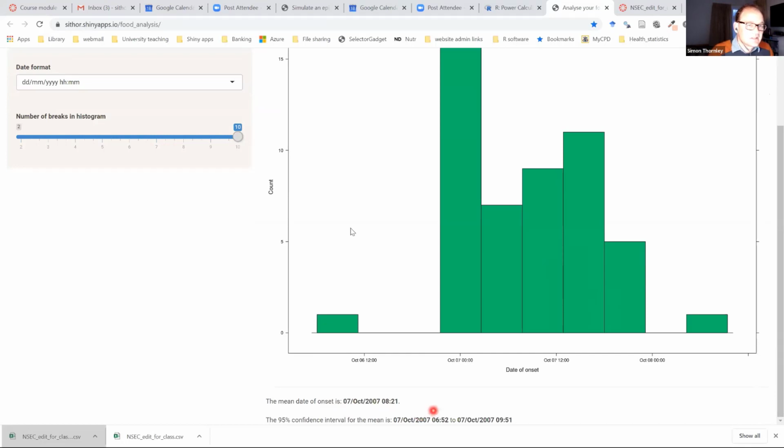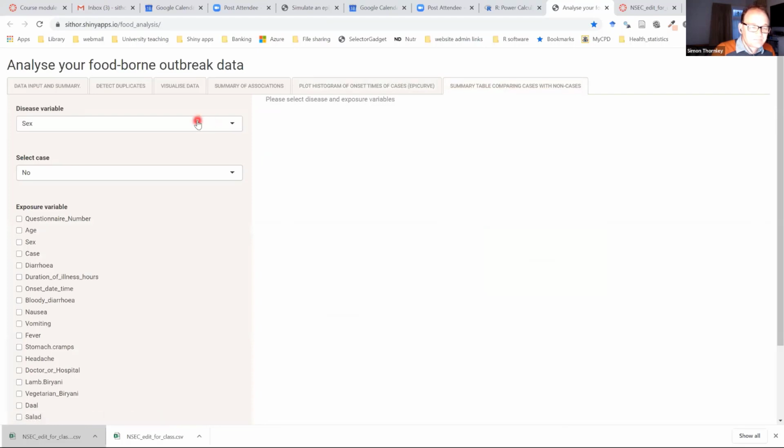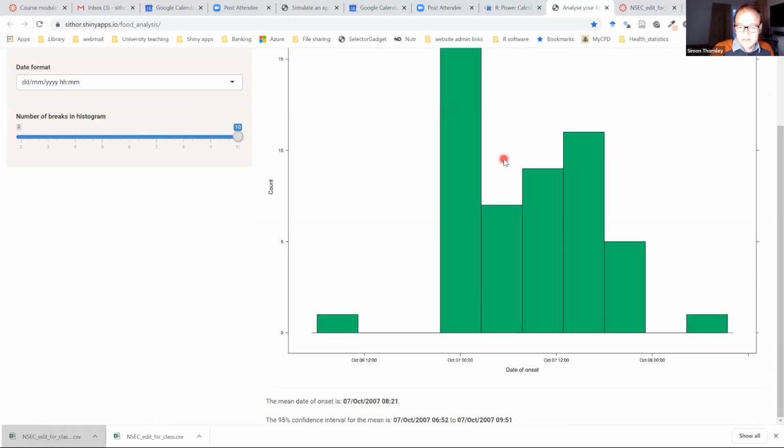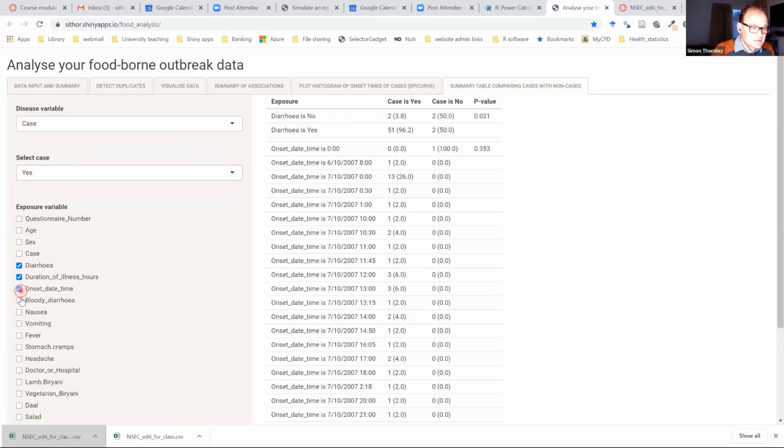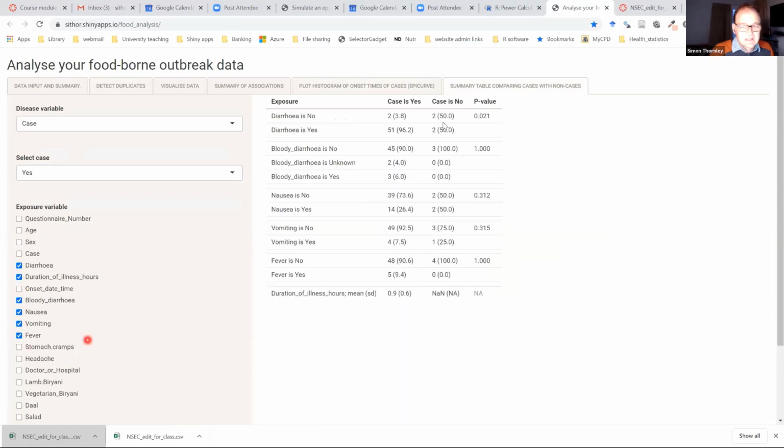And that goes with the story of the toxin, which also goes with the duration that we noticed. And we can also look at the cases and look at their symptoms. Bloody diarrhea, nausea, vomiting, fever. We can see that cases generally had diarrhea, not a lot of bloody diarrhea, a little bit of nausea, no vomiting, a bit of fever. And the duration was about an hour.